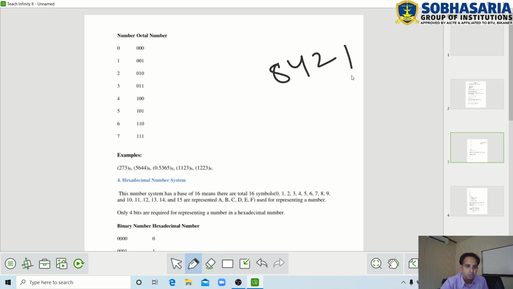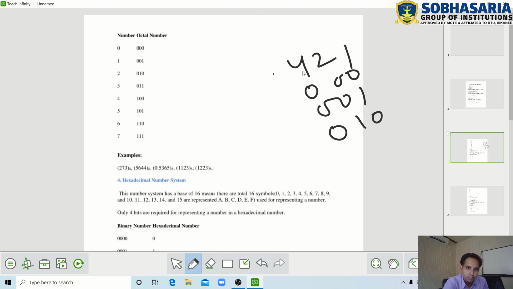We know the 8421 code. So here we represent an octal number. We require only 3 bits, so there is no requirement of 8, so we remove this 8. To represent 0, we put 0, 0, 0. For 1, the requirement will be 0, 0, 1. For 2, the requirement will be 0, 1, 0.